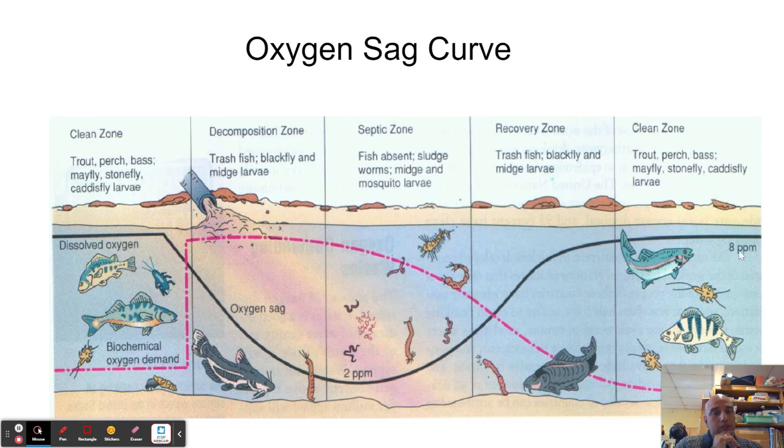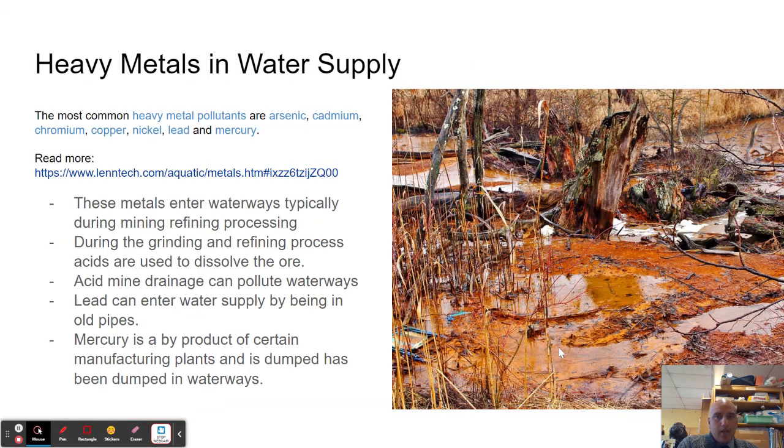Look at these beautiful fish. Certain fish need 8 parts per million to live. Catfish can live in subpar aquatic conditions. So you see a nice catfish over here. It actually might be a cod.